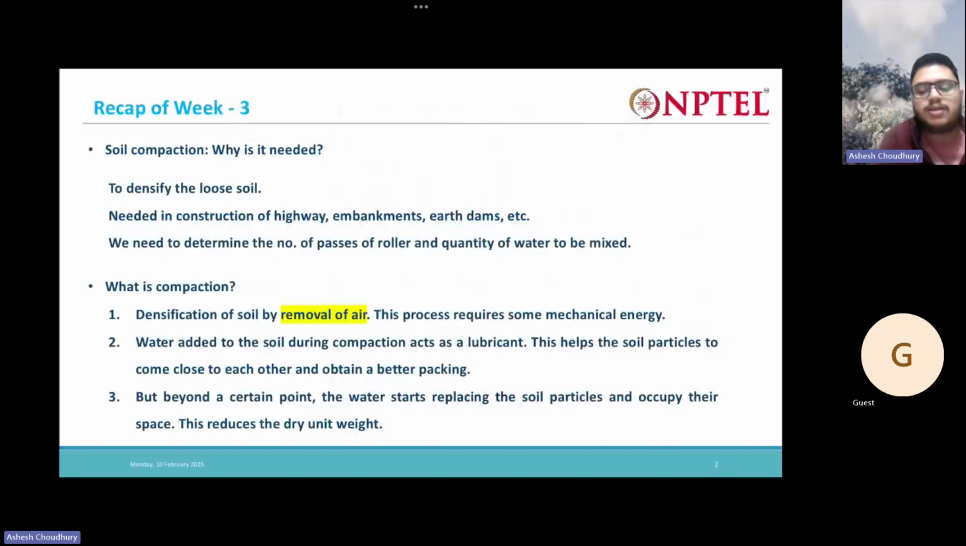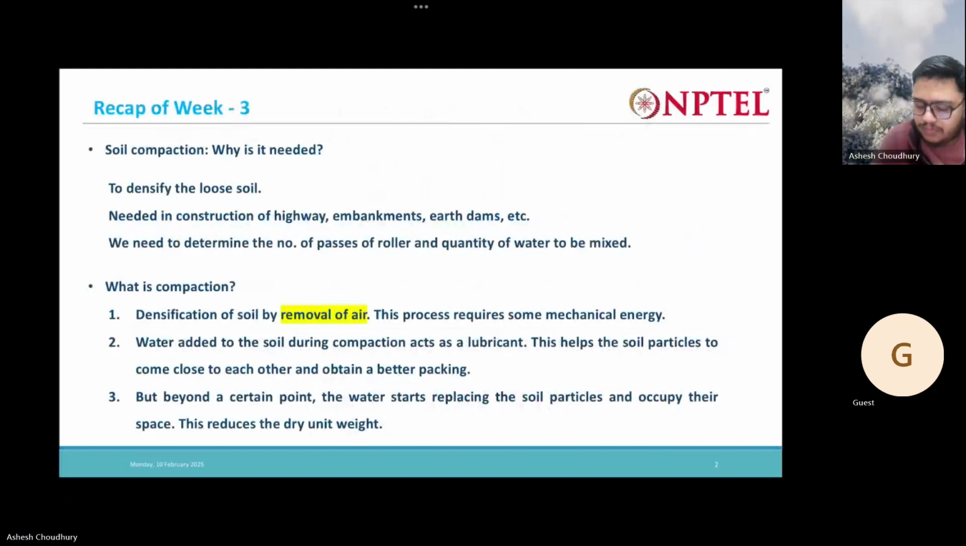So the water that we need to use actually acts as a lubricating material. It lubricates the soil particles, so that the soil particles are easily able to slide about each other and attain a denser packing, right? Denser packing. That is the use of water. But there is a thing here. Beyond a certain point, the water starts replacing the soil particles and occupying the space. This reduces the dry unit weight.